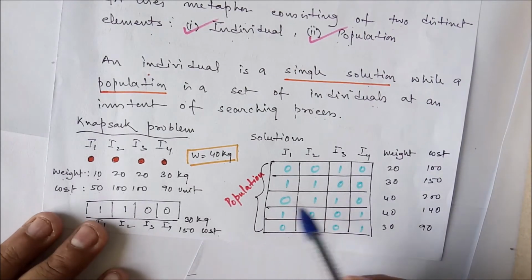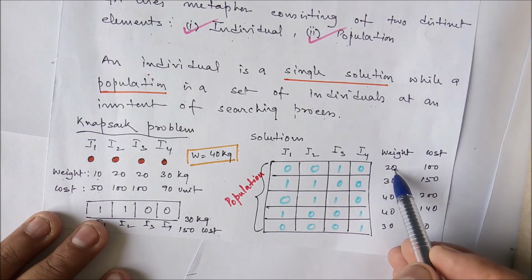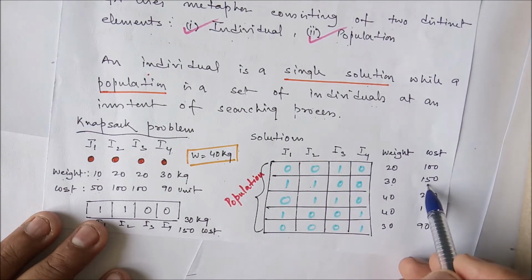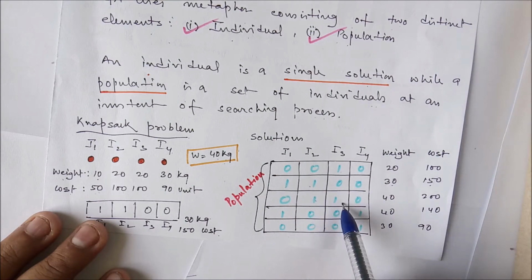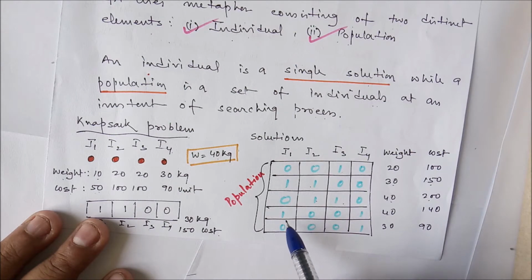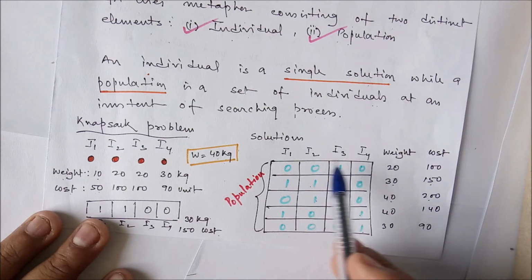Similarly, we can select the third item only. The weight is 20, which is less than 40. We can select first and second: total weight is 30, cost is 150. We can select second and third: total is 40, cost is 200. We can select first and fourth. We can select the last one. So these are called the individuals.